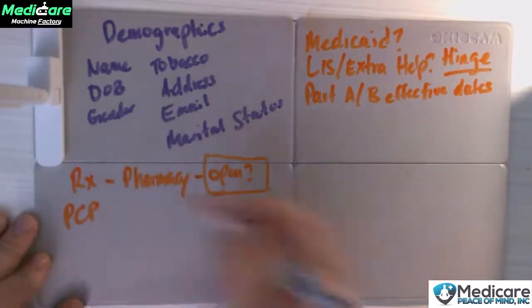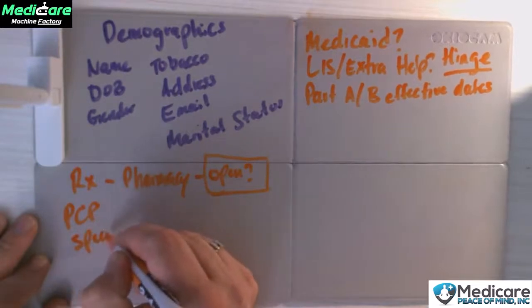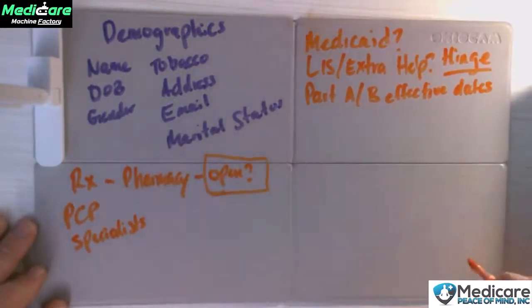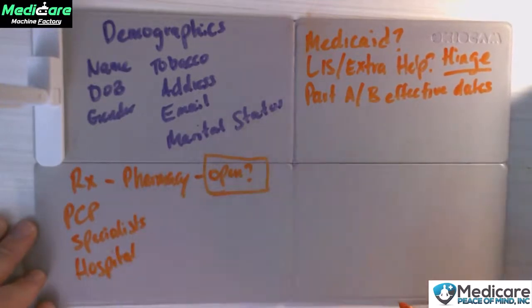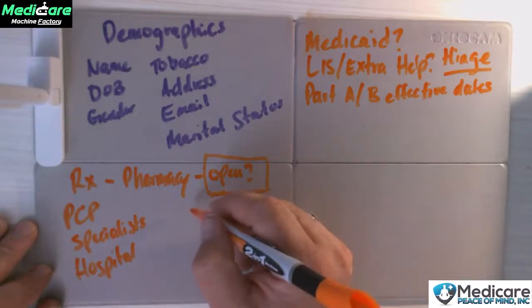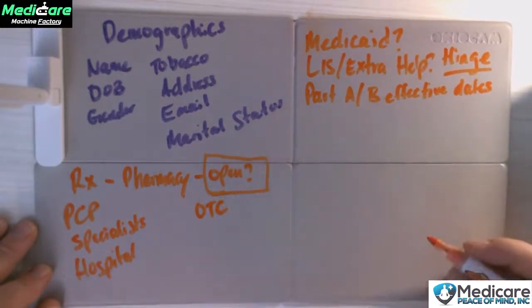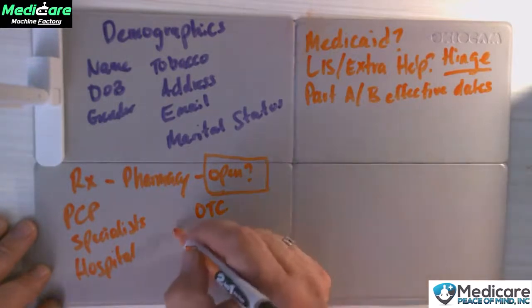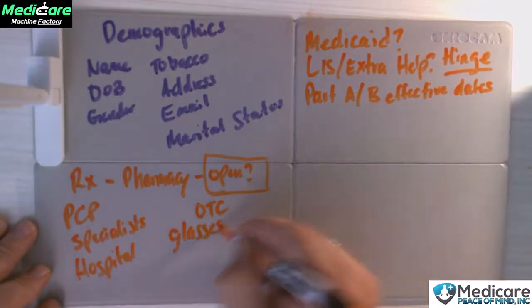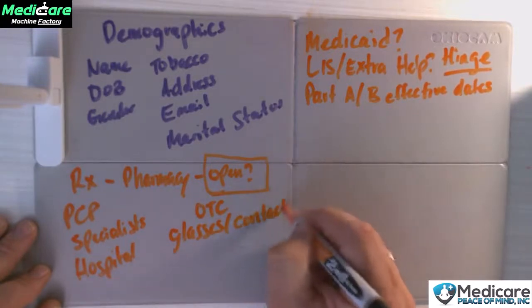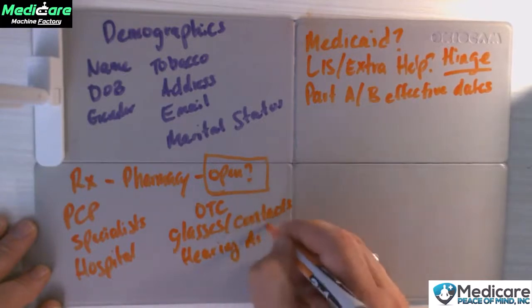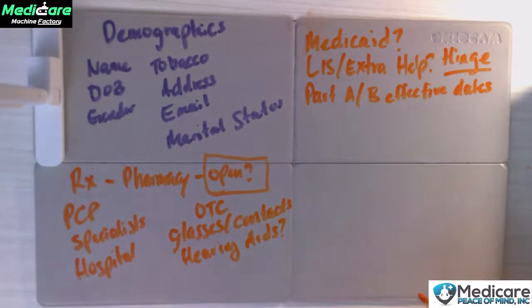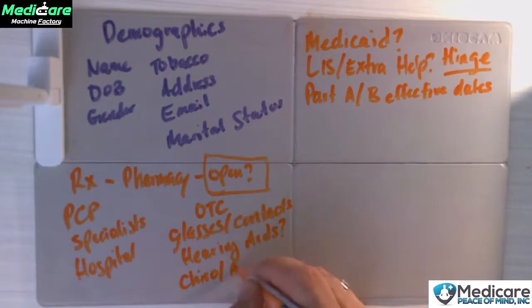We have PCP in this category. We have specialist in this category. We have hospital preference in this category. We have OTC, so they're taking anything over the counter currently. Do they wear glasses or contacts? Okay, and do they have hearing aids or do they need hearing aids? And that's exactly how you want to word that. Do you have or do you need hearing aids? Because one of those two will usually get it. Do they use chiro or acupuncture?